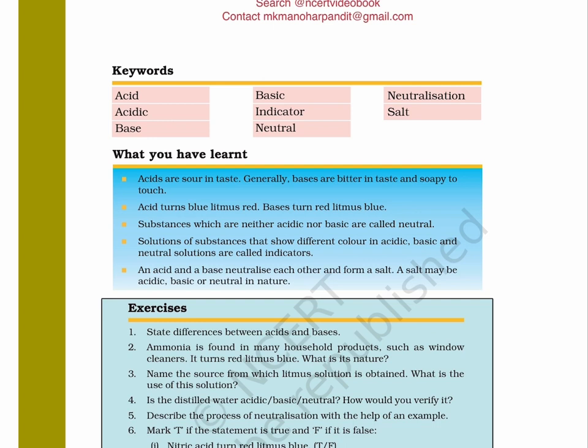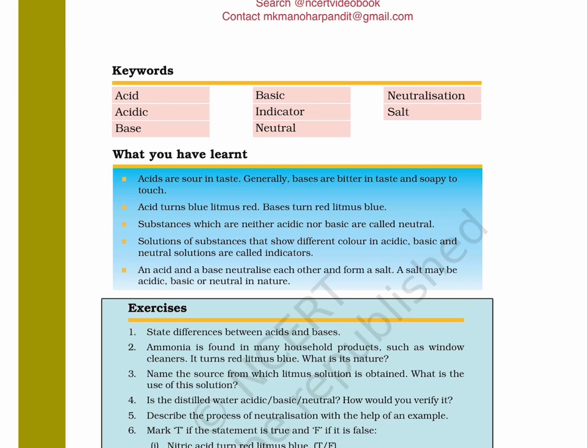3. Substances which are neither acidic nor basic are called neutral. 4. Solutions of substances that show different color in acidic, basic, and neutral solutions are called indicators. 5. An acid and a base neutralize each other and form a salt. A salt may be acidic, basic, or neutral in nature.